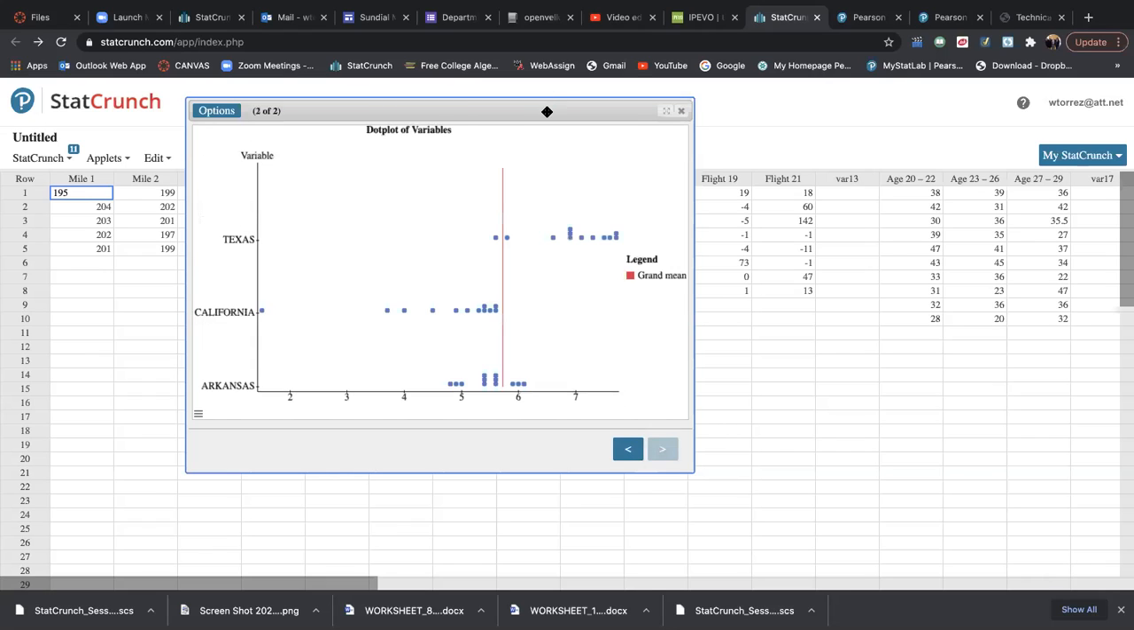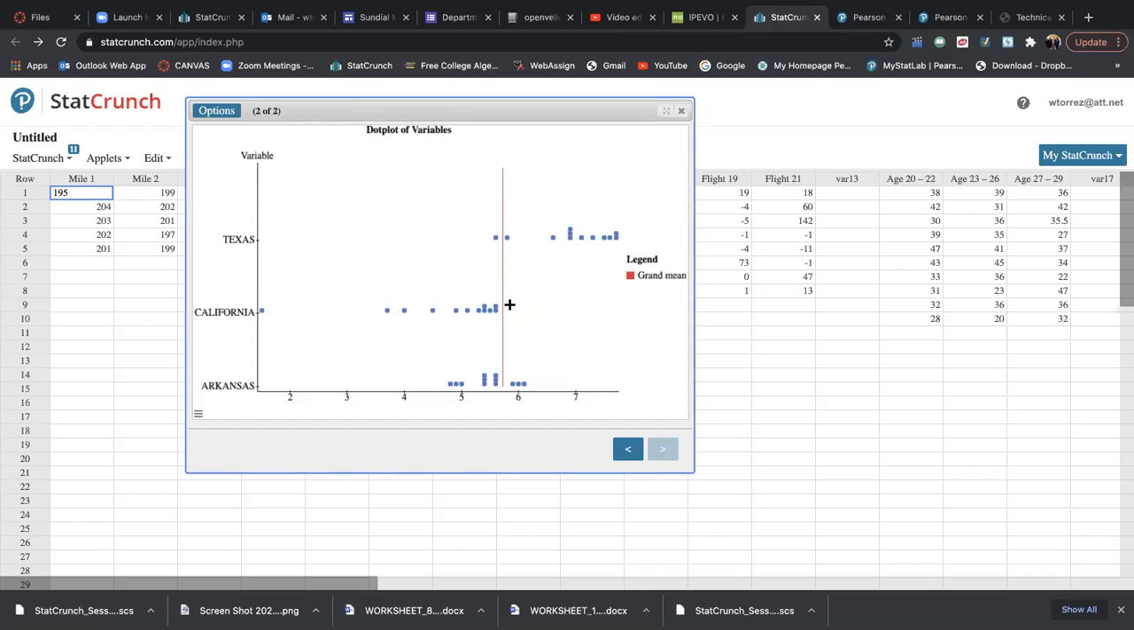Okay, but in the dot plot, we can see not too much dispersion in the Texas data, not very much dispersion in California or Arkansas, but we can see that the Texas mean is probably significantly higher than the other two means. But we can't actually state that. We can make a conclusion that that's probably the case, but we'd have to do some more analysis.